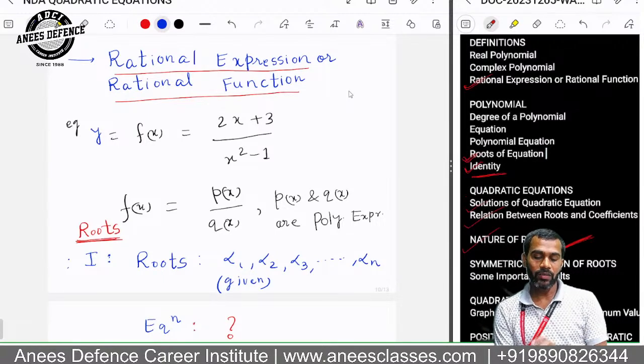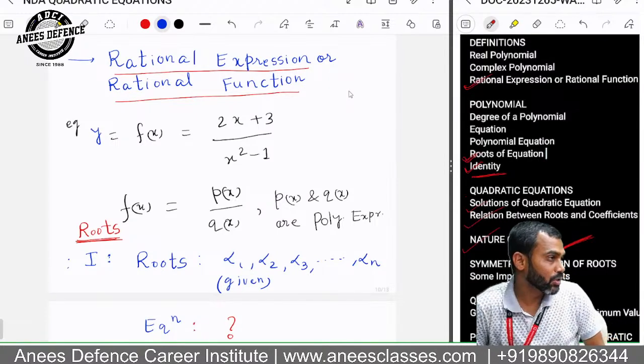So basically, it is similar to that of the rational number. Yes or no? Where both the numbers are integers, like 2 by 3, 4 by 5. Yes or no? And here both the expressions should be polynomial expressions. Yes or no? And the range of this particular function we'll see in functions only.